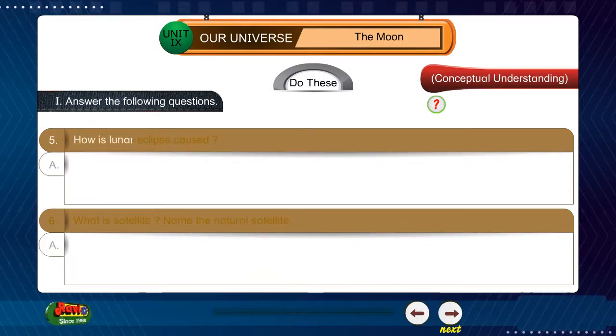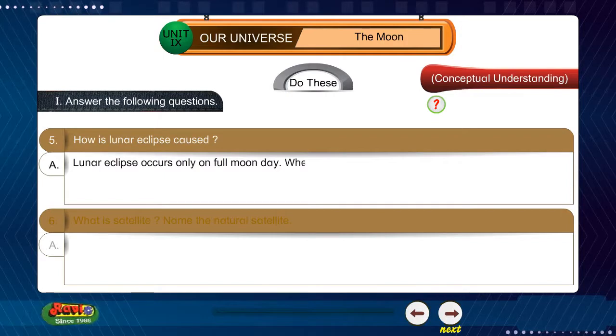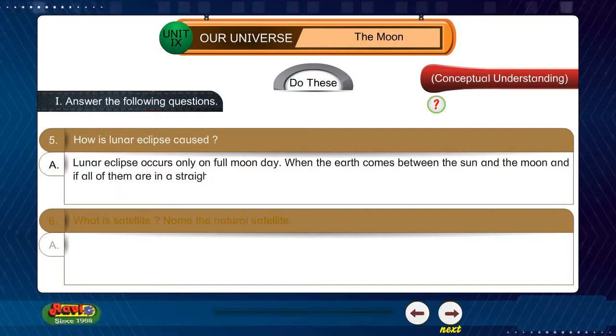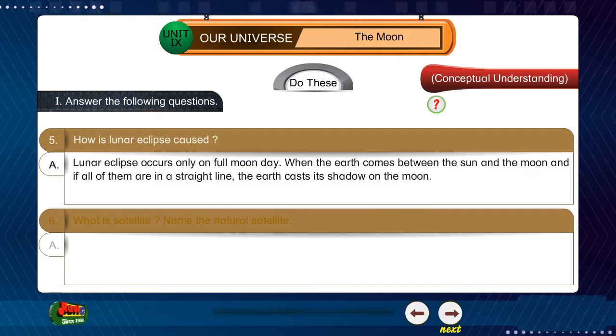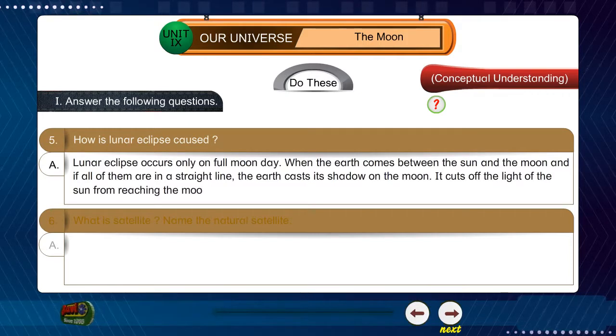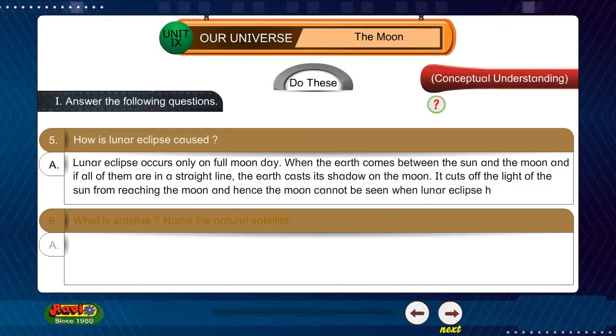5. How is lunar eclipse caused? Answer. Lunar eclipse occurs only on full moon day, when the Earth comes between the Sun and the Moon, and if all of them are in a straight line, the Earth casts its shadow on the Moon. It cuts off the light of the Sun from reaching the Moon, and hence the Moon cannot be seen when lunar eclipse has taken place.